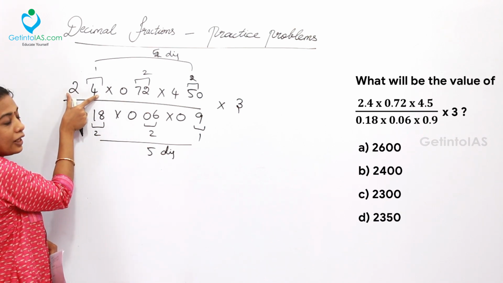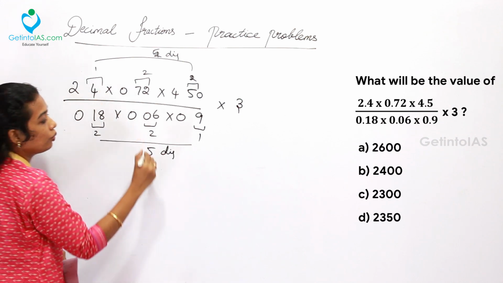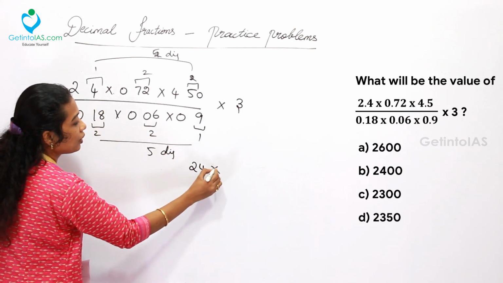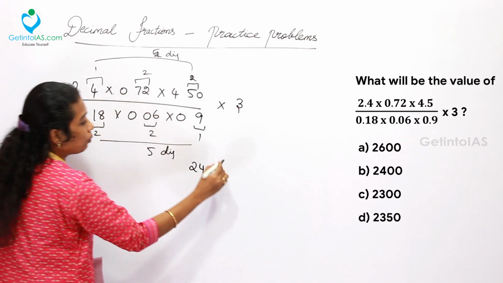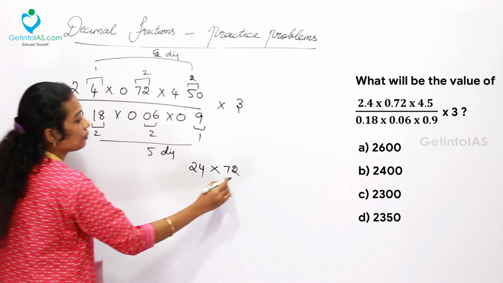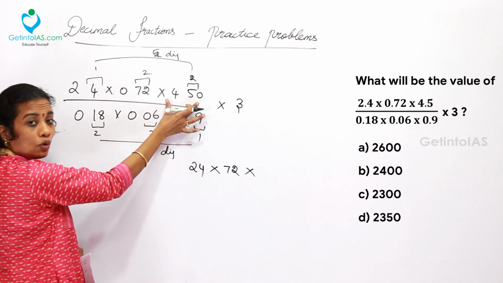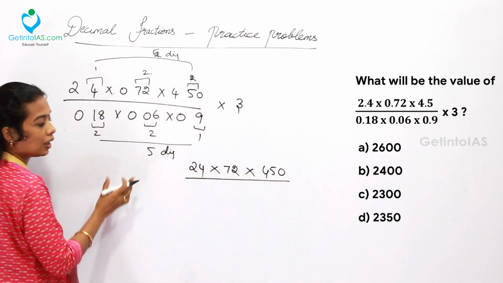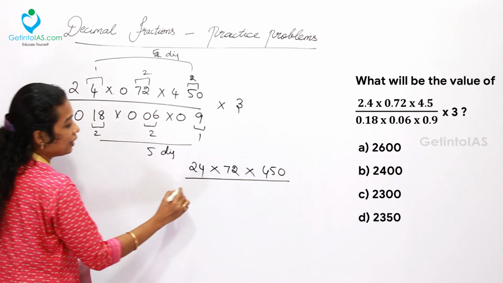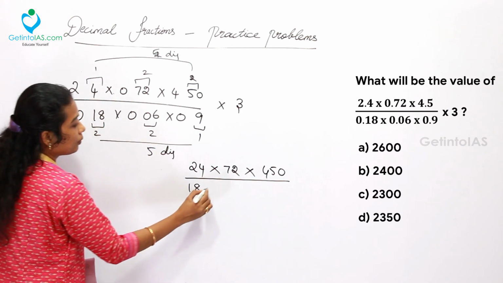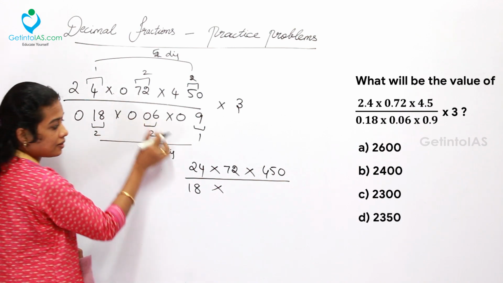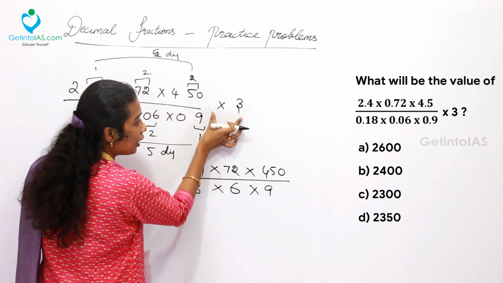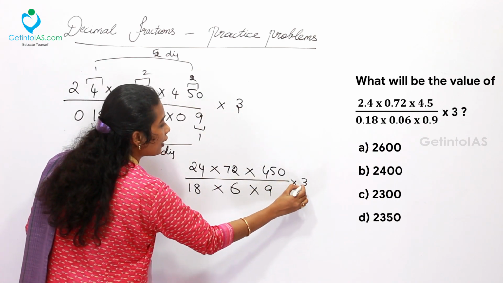Now you only want to pick up the numbers. What is the number given? 24 here. Simply I am taking 24 into, what is the number here? 72 into, what is the number here? 450, divided by, the next thing, what is the number? 18 into, what is the number? 6 into, what is the number? 9 into 3, it is to be taken.